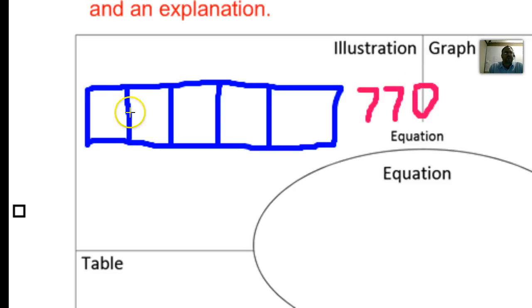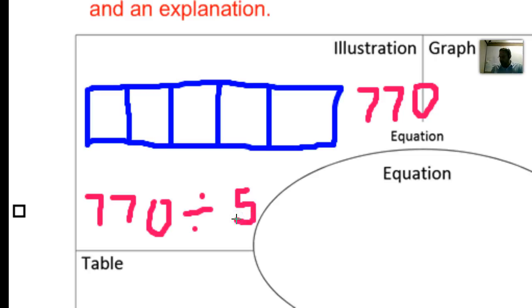Okay, we have 5 boxes, so our equation is 770 division sign 5. Okay, so again, I can take my calculator. 770 divided by 5 equals 154. So in each one of these boxes, and I'll maybe do the end one here because I accidentally drew that one the biggest, the number 154 would go in. So her average score is 154.